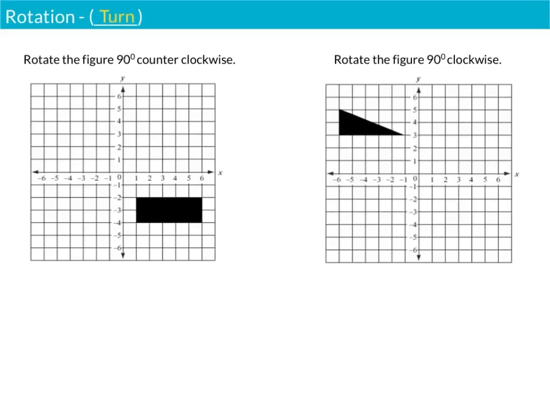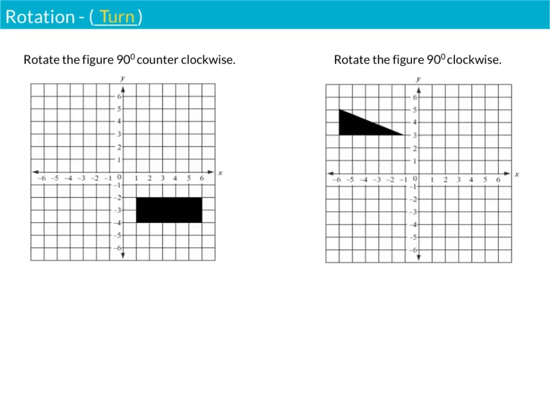Here we are at a couple of examples for rotation, or as you know it, turn. The first one, we're going to rotate our figure 90 degrees counterclockwise, and the second one, we're going to rotate our figure 90 degrees clockwise. Again, the first thing we need is our points, because as we just talked about, we need our X's and Y's. We're going to switch them and then take the opposite of one of them.